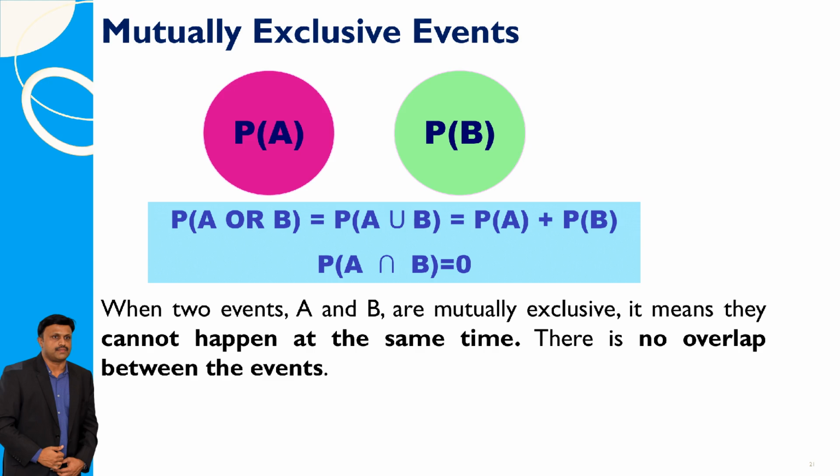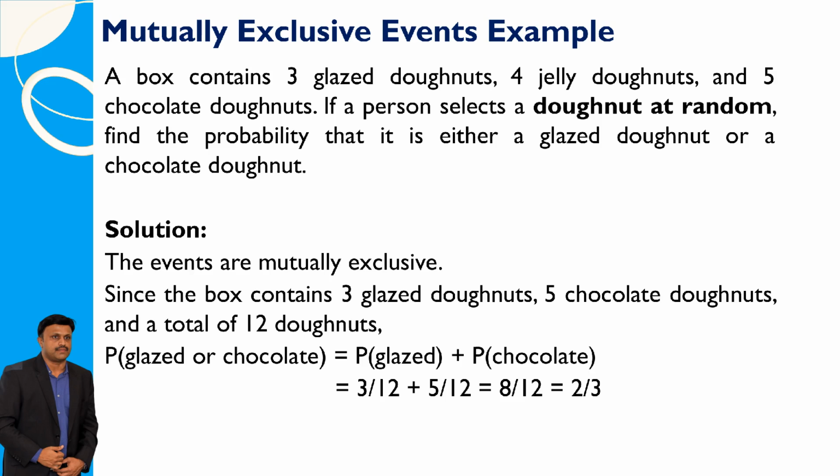When two events, A and B, are mutually exclusive, they cannot occur simultaneously; there is no overlap between them. A box contains 3 glazed donuts, 4 jelly donuts, and 5 chocolate donuts, making a total of 12 donuts. To find the probability of selecting either a glazed or a chocolate donut, note that these events are mutually exclusive. The probability of selecting a glazed donut is 3 divided by 12, and the probability of selecting a chocolate donut is 5 divided by 12. Adding these probabilities, we get 2 out of 3.